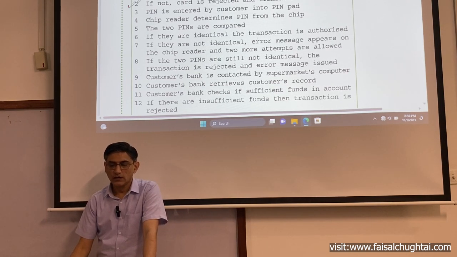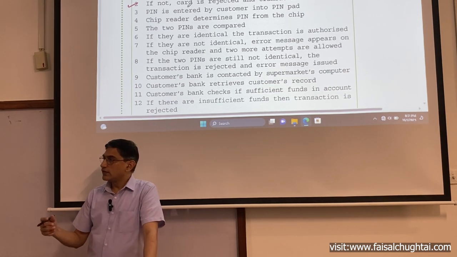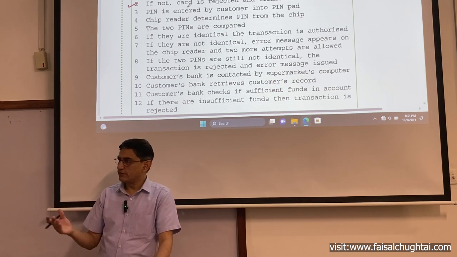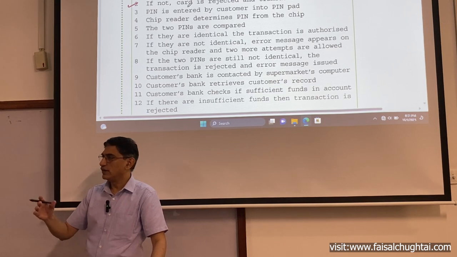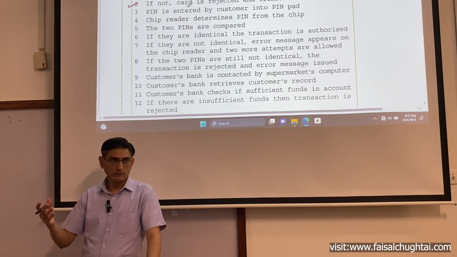Next, if not, the card is rejected and the transaction terminated. If the card is not valid, of course, then the card should be rejected and the transaction should stop right then and there, and it should not be carried on any further. Yeah? Is that right or not? Okay.